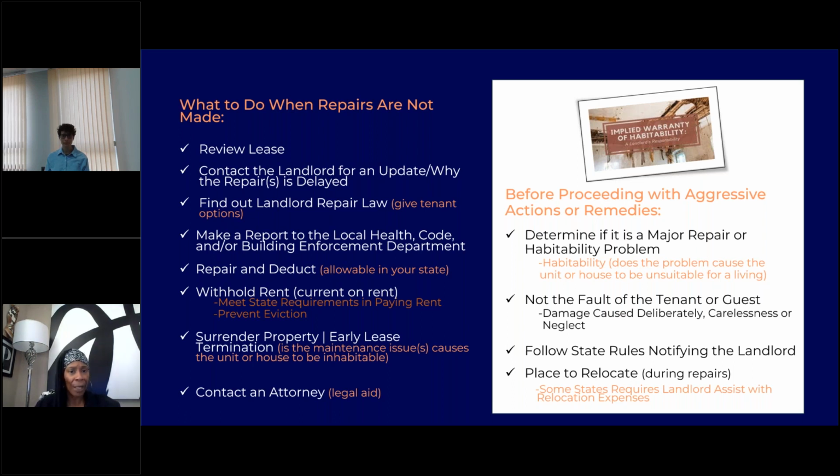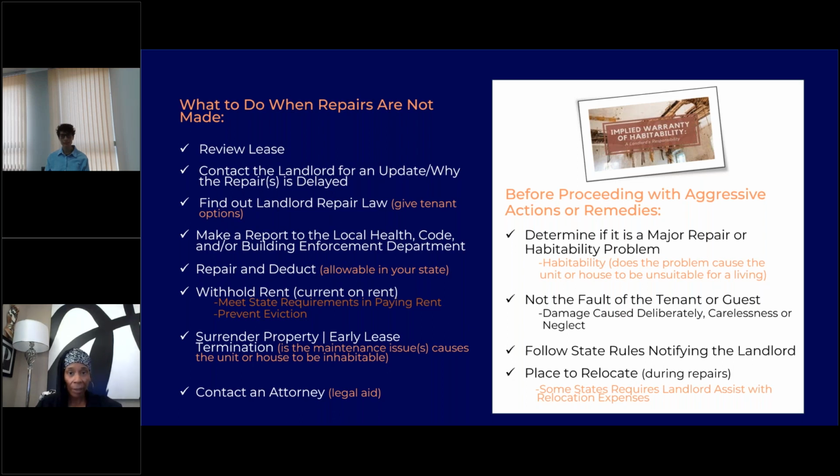Say again, the repair is not being done. Check your state. Some states allow you to repair and deduct. If the newcomer does have the money, they might say, well, I'm going to just go ahead and do the repair myself. I'm going to pay for the repair myself. I'm going to call someone to do it. Make sure that repair and deduct is allowable in their state. And if it is, keep all the documentation, all the expenses they spent to get the repair, and then they can submit that to their landlord to get reimbursed.